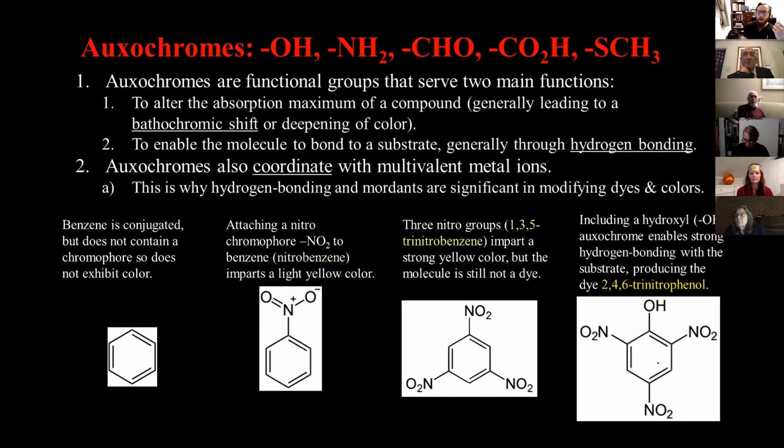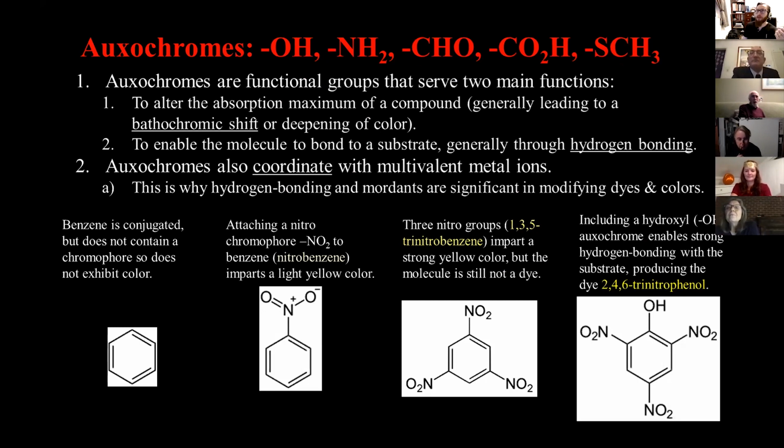So if we look at auxochromes then, how are these actually going to bond to a substrate? It can be colorful, but if it's not going to bind, it doesn't really help us for a dye. As we said, auxochromes are functional groups, and those groups are just listed up here at the top. We have OH, hydroxyl, amine groups, NH2, aldehydes, CHO, carboxylic acid, CO2H.